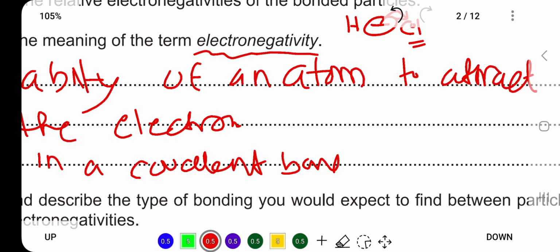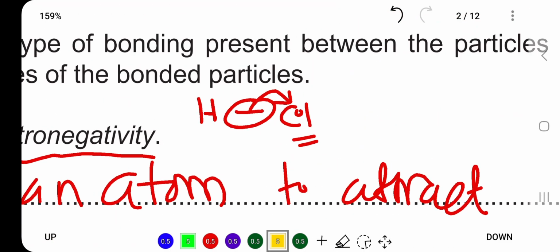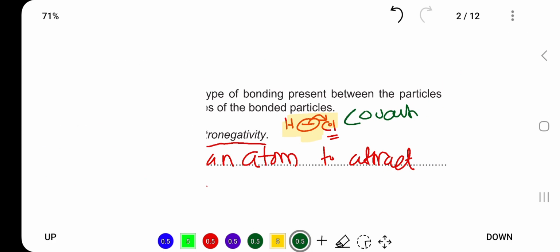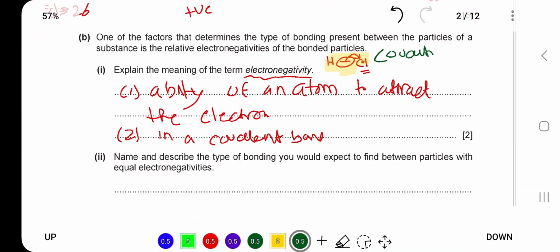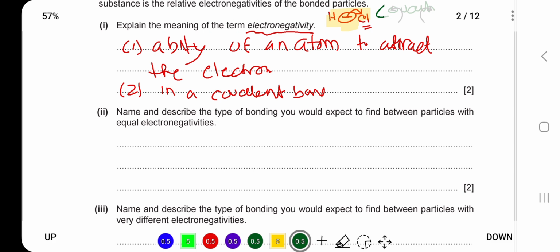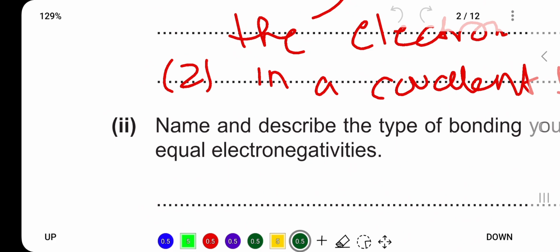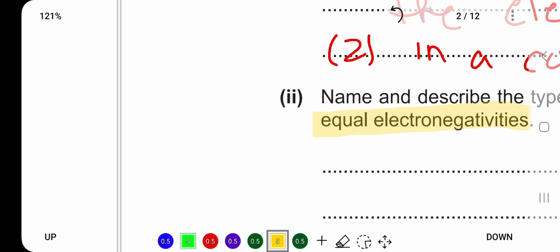Which is very important because here, for example, this is a covalent compound. Okay, so very important. Alright, name and describe the type of bonding you would expect to find between particles with equal electronegativities, which is actually very important. How you might get confused.